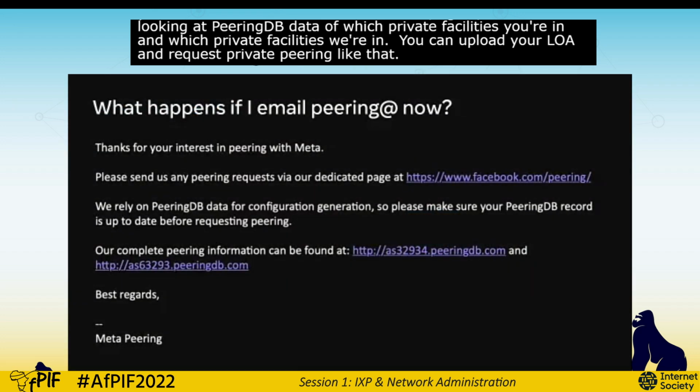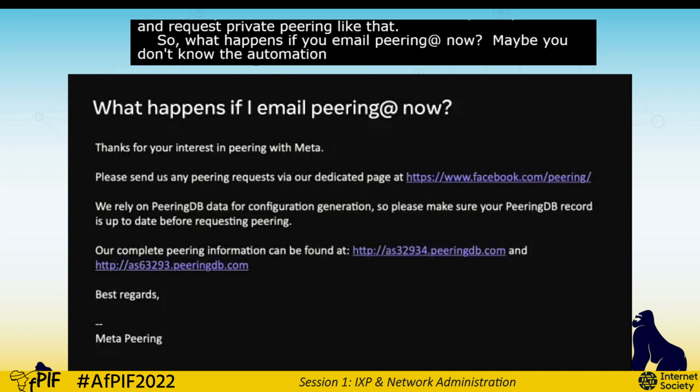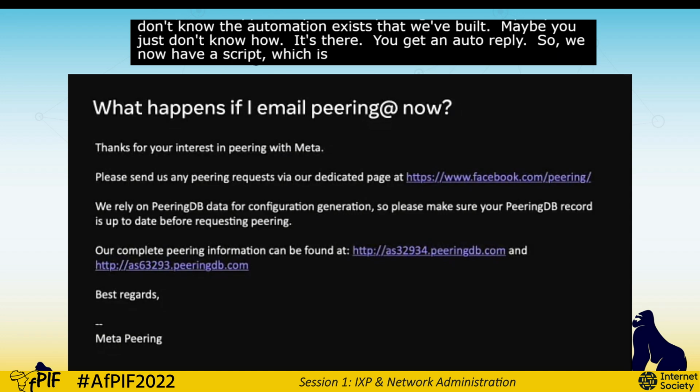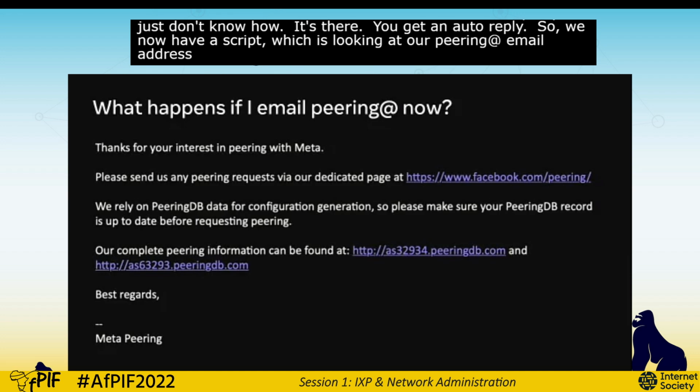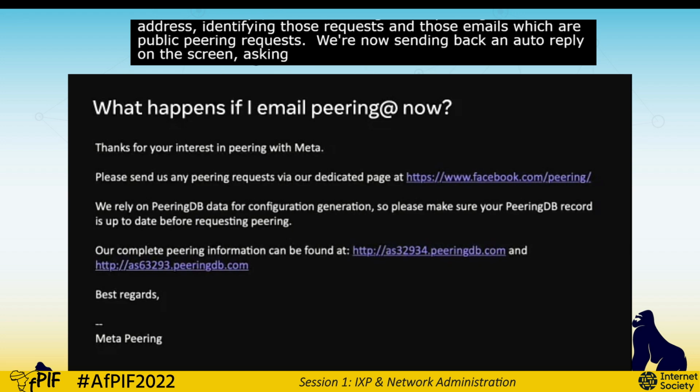So what happens if you email peering@ now? Maybe you don't know this automation exists we built, maybe you just don't know how. It's there. You get an auto reply. So we now have a script which is looking at our peering@ email address, identifying those requests and those emails which are public peering requests. We're now sending back an auto reply on this screen, asking you to go to our facebook.com/peering page.